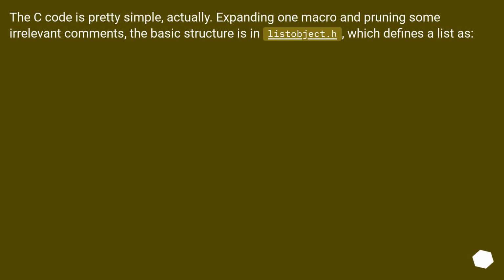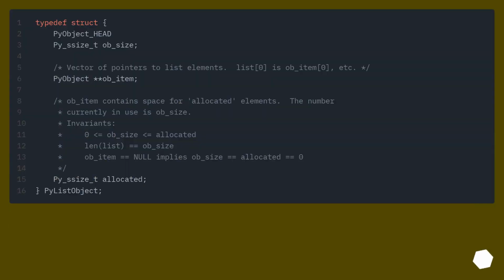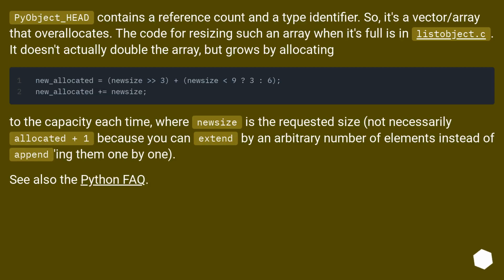The C code is pretty simple, actually. Expanding one macro and removing some irrelevant comments, the basic structure is in listobject.h, which defines a list as follows. PyObject_HEAD contains a reference count and a type identifier. So, it's a vector/array that overallocates. The code for resizing such an array when it's full is in listobject.c.